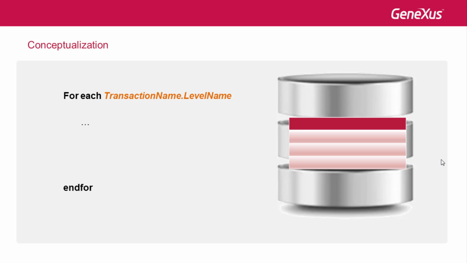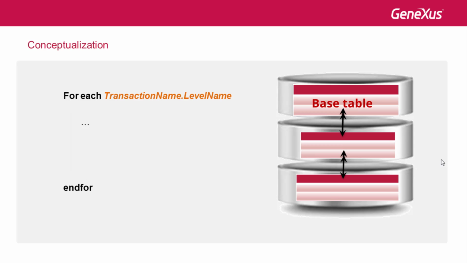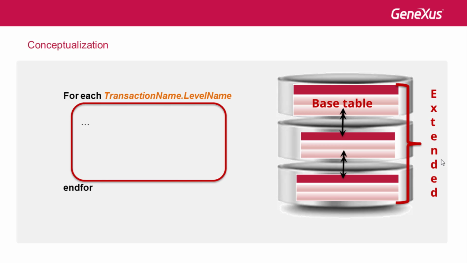Now let's review the concepts we've learned. The for each command is used to run through each record of a table and perform an action with its related data. To do so, we indicate the name of the transaction level whose associated table we want to run through. This level indication is called base transaction of the for each command. From that level, Genexus will infer the table to run through, which is called base table of the for each command. The set of attributes between for each and endfor must belong to the extended table of the base table to run through.